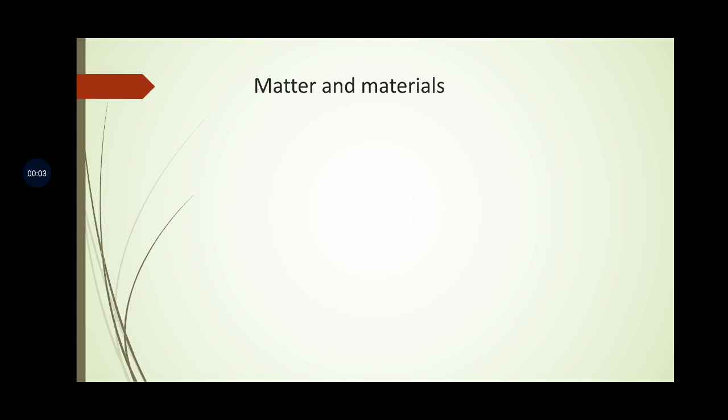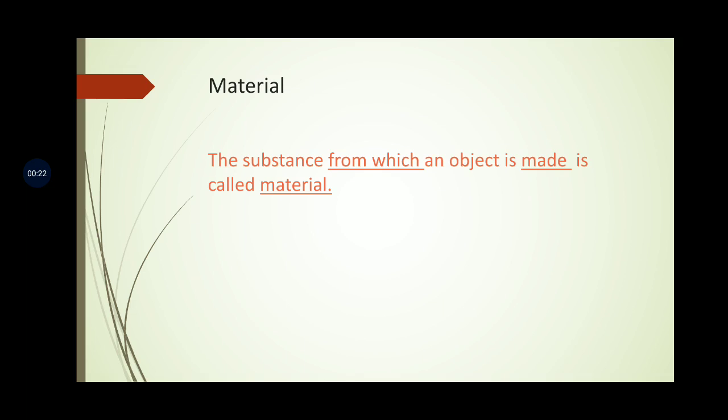Hello everyone. Today we are going to discuss the fifth chapter of science, matter and materials. As you can see, there are two words in the name of the chapter, matter and materials. First of all, we will discuss materials. Material: the substance from which an object is made is called material.